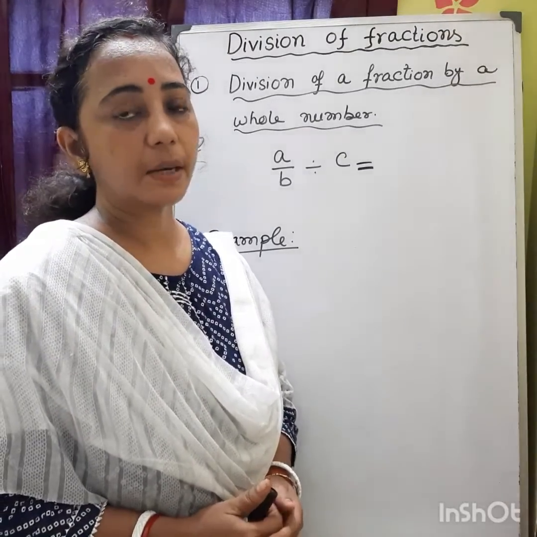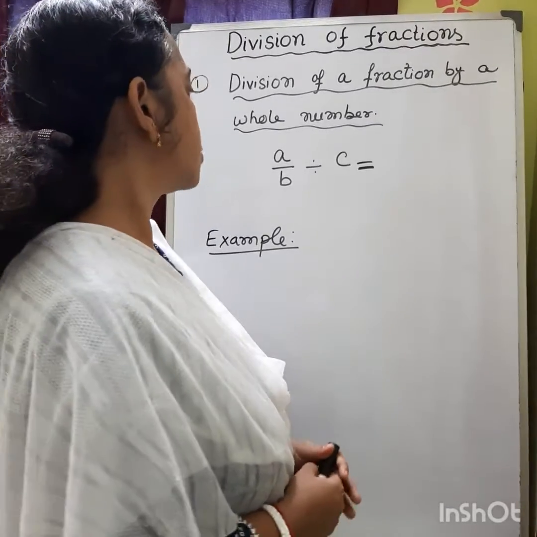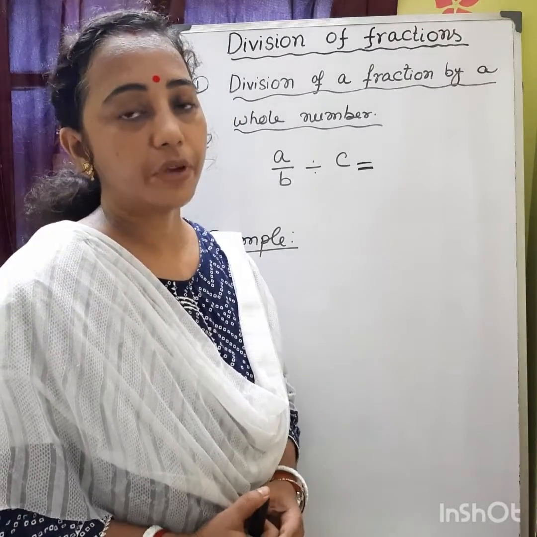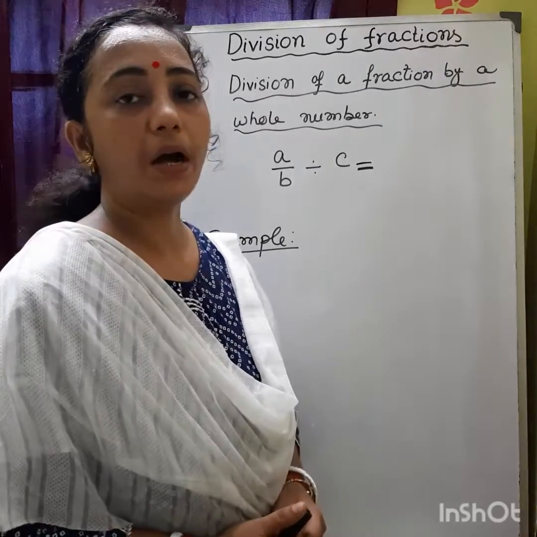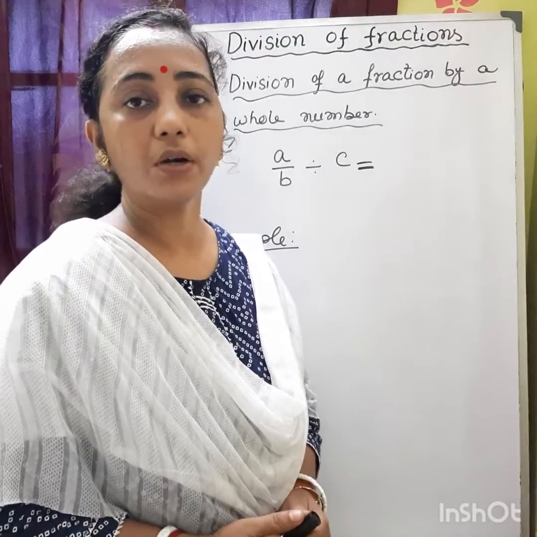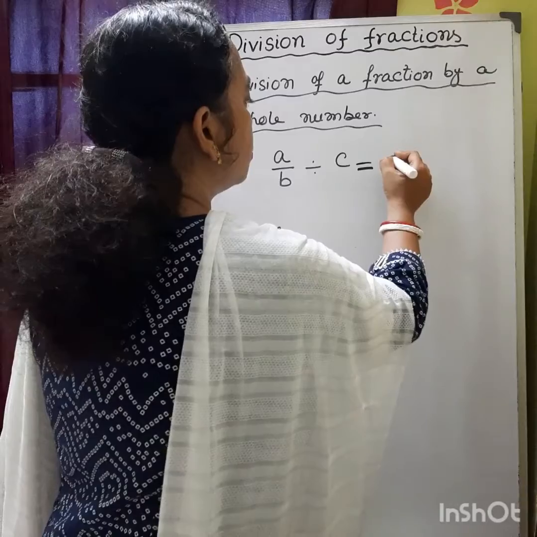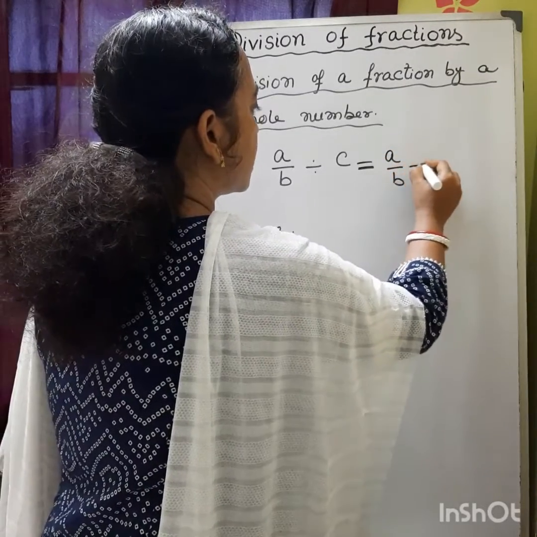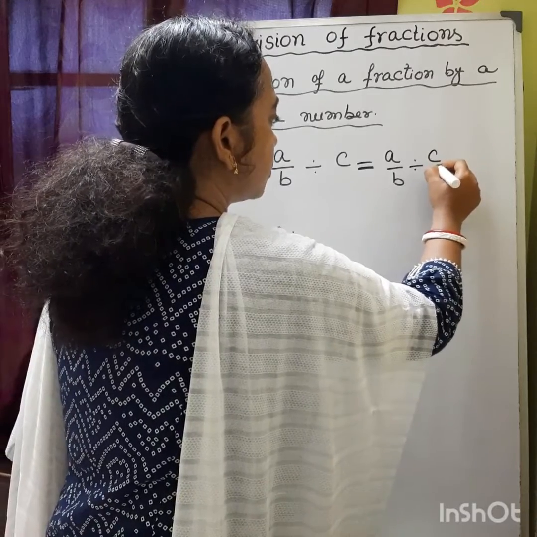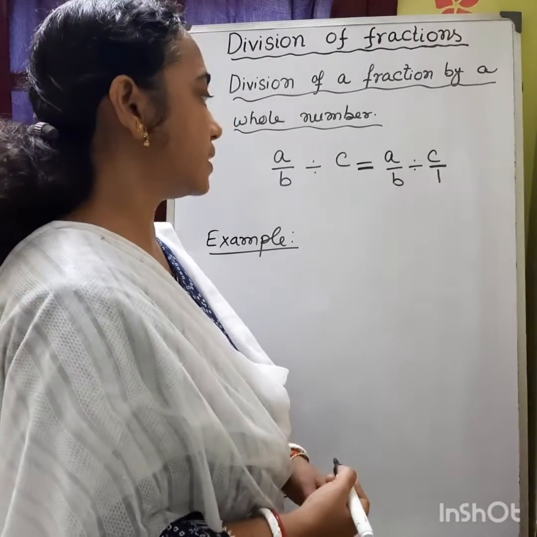Now let us consider the division of a fraction by a whole number. Here a by b is a fraction and c is a whole number. So first we have to make the whole number a fraction, by placing the whole number over 1. So a by b divided by c is equal to a by b divided by c by 1. Placing the whole number over 1, it becomes a fraction, that is c by 1.